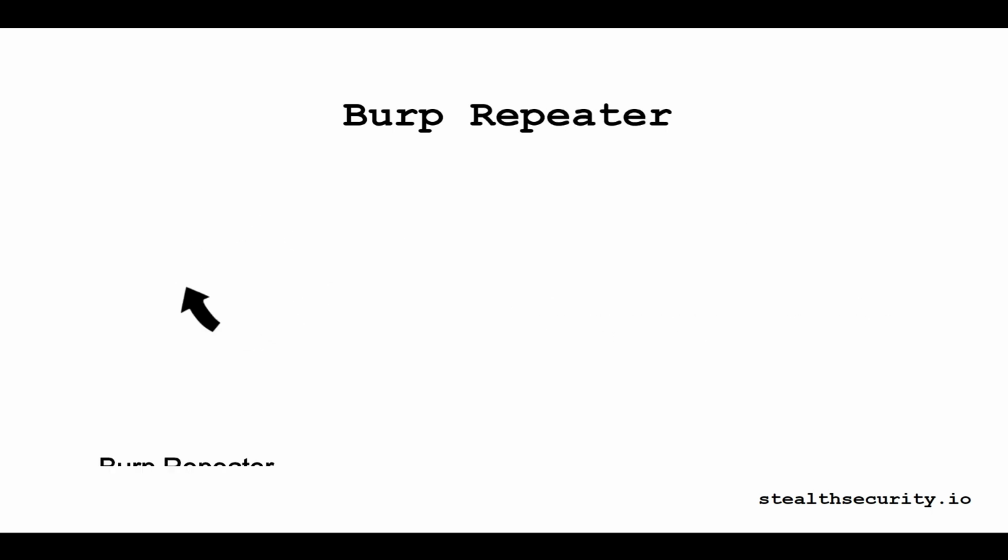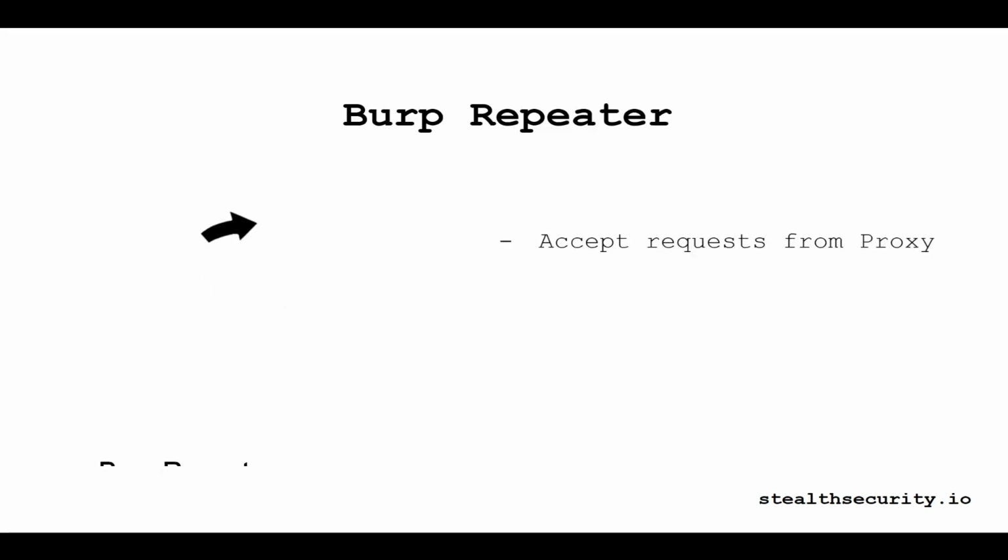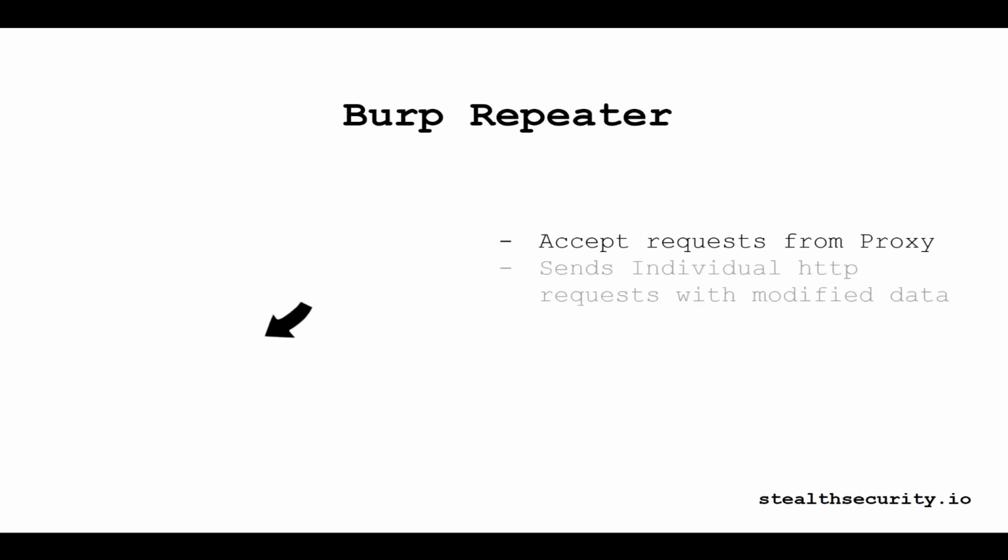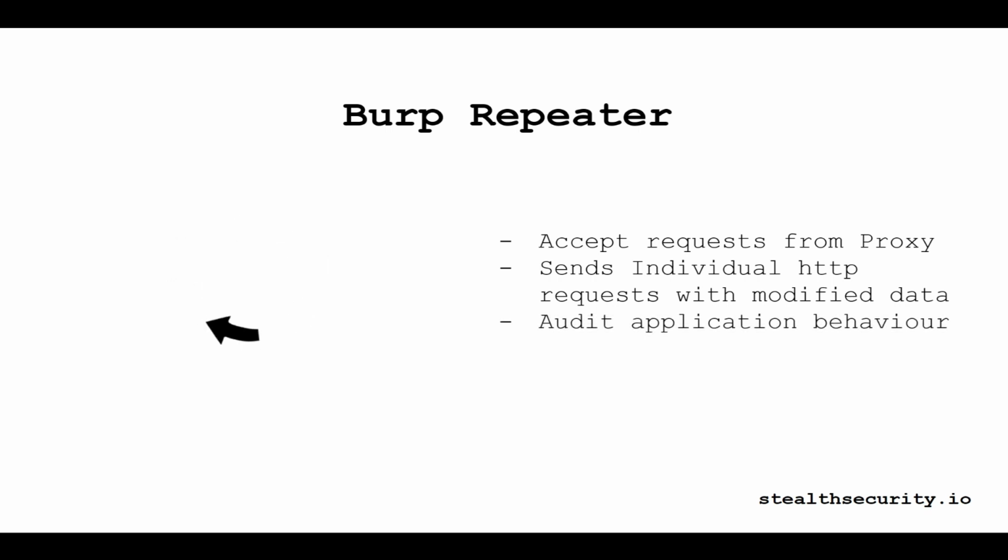Next, we have the repeater. When you capture a request using the proxy, you can forward it to the repeater for further analysis. The repeater allows you to send individual HTTP requests and view the responses. You can also modify and resend requests to test different input variations. This will help you understand how the application behaves when you send it a variety of inputs.